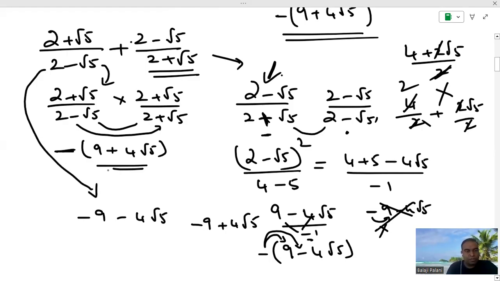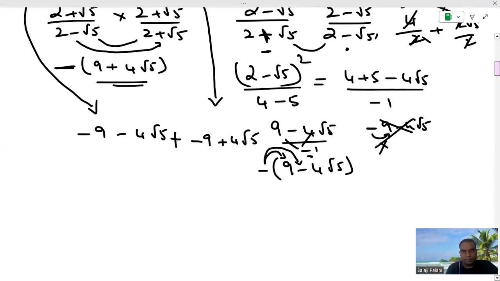This is the simplest form of the first term, this is the simplest form of the second fraction, and there is a plus sign in between. So you're going to add both the simplest versions. What happens when you add? Minus a number plus the same number will get cancelled, the opposite sign. So the final answer is minus 18.